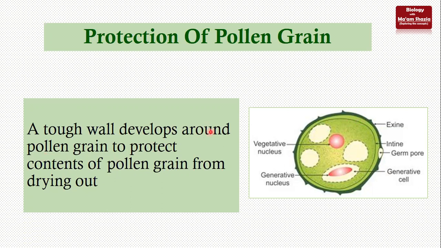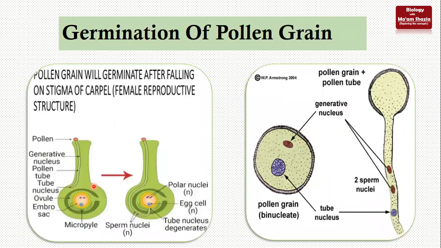A tough wall develops around the pollen grain to protect its contents from drying out. So basically they protect the plant from desiccation. So this is the female part. This is the stigma, style, and ovary, right?